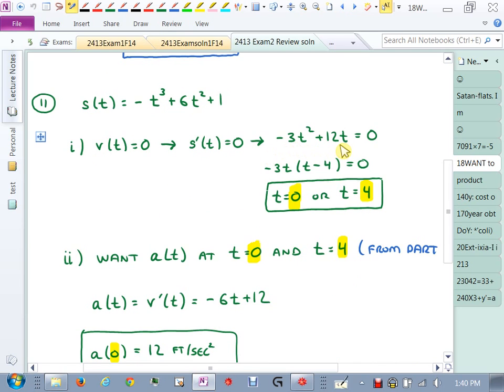So here's the derivative, and now I have to set that to 0. It's a quadratic. I choose to factor it. You get two solutions, 0 and 4. There are two places when this object's velocity is 0. They are at t equals 0 seconds, and then t equals 4 seconds.